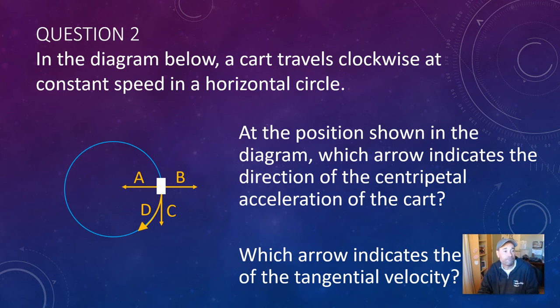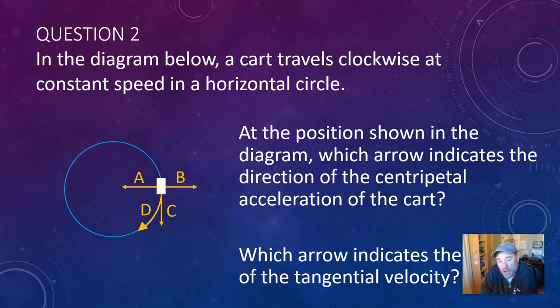How about this? In the diagram below, a cart travels clockwise, at a constant speed in a horizontal circle. At the position shown in the diagram, which arrow indicates the direction of the centripetal acceleration of the cart?